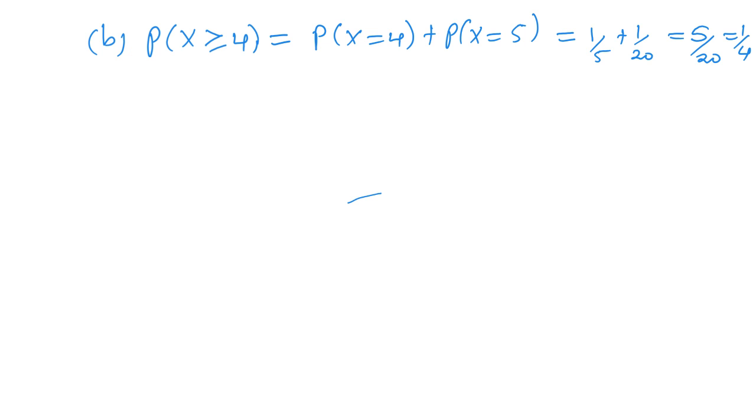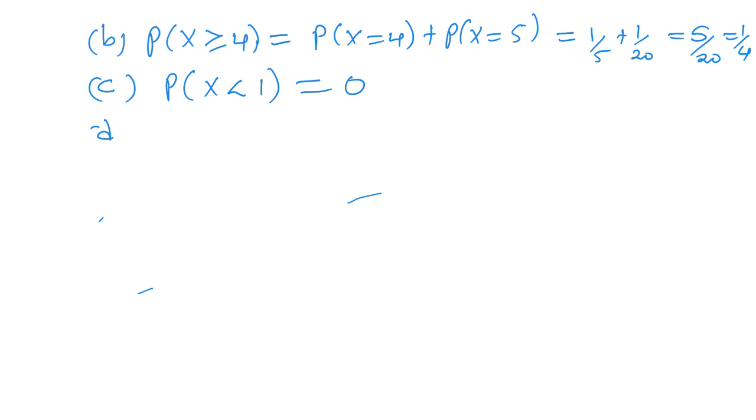So which other part? There is part C. C talks about the probability of X less than 1. Do we have any X value in the table that's less than 1? No, so that is a 0.